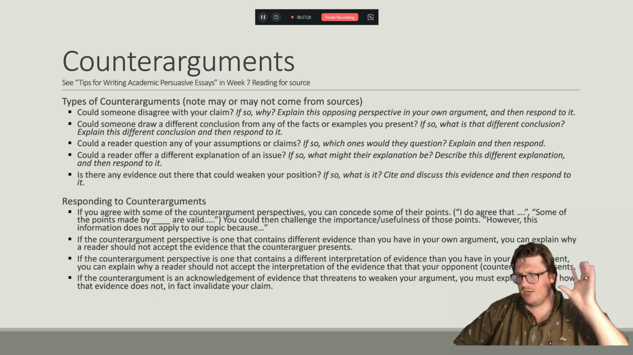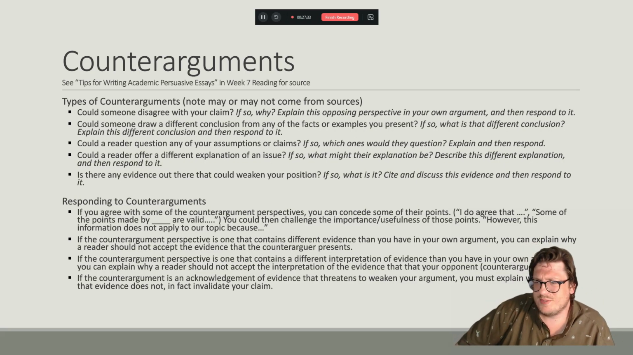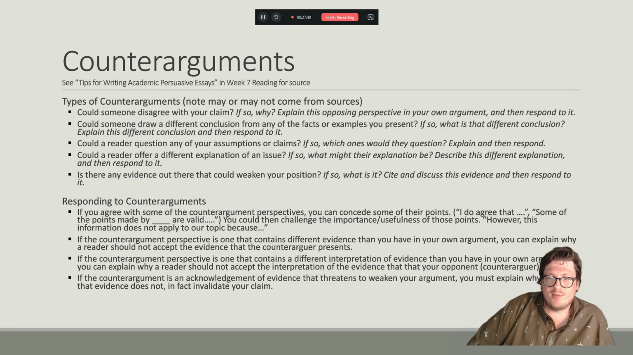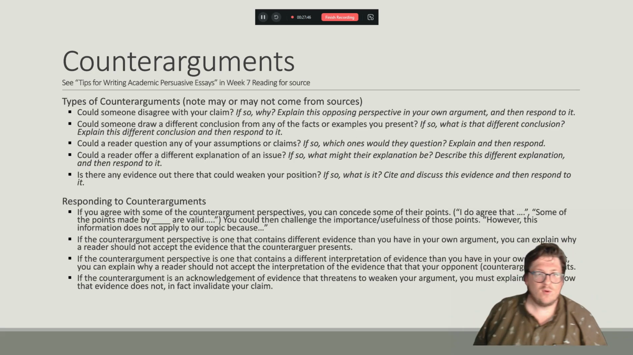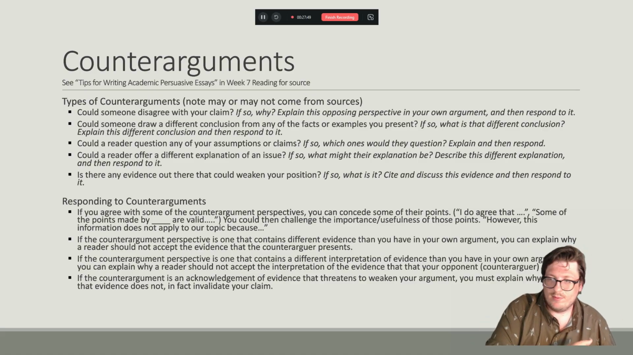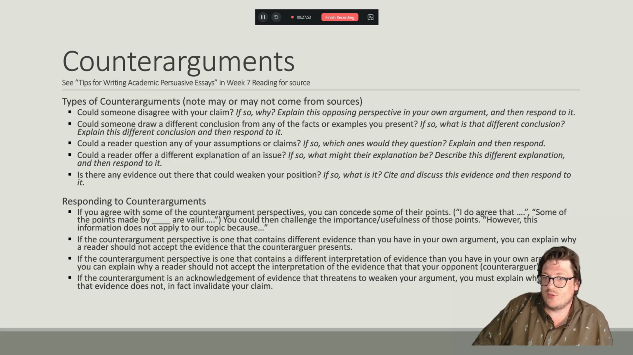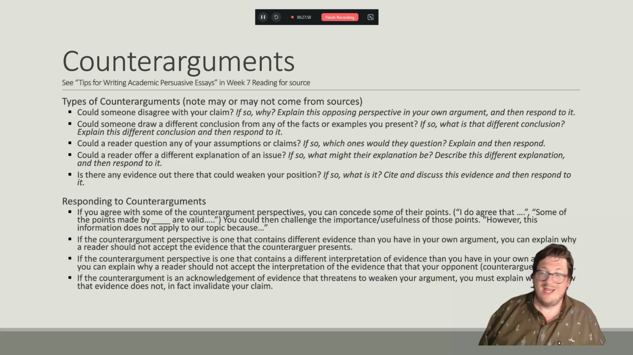So then here in this slide, I have some examples of what responses to counter arguments might look like. We call these rebuttals. So if you agree with some of the counter argument perspectives, you can concede some of their points, like, I do agree that some of the points made by this person are valid, but you could then challenge the importance or usefulness of these points. However, this information does not apply because, however, they're incorrect because, whatever it is.